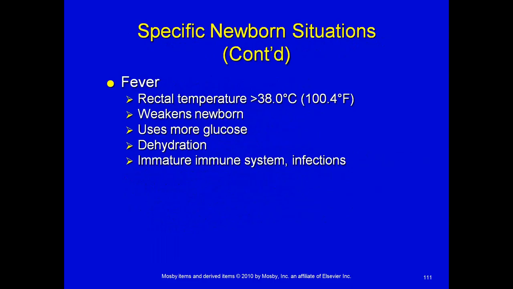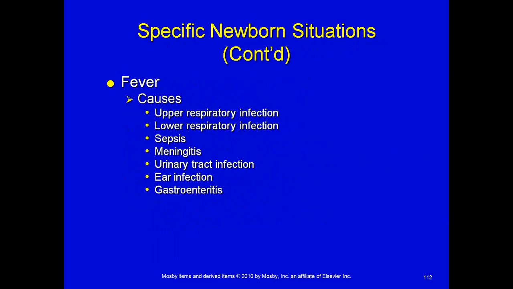During a fever, because of the increase in metabolism, they're going to use more glucose. Fever also requires them to breathe. They often breathe a little deeper and faster when they're sick, and that, along with the rise in temperature, may dehydrate them. Again, they have immature immune systems and are prone to infections. Causes of fever include upper respiratory infections like epiglottitis, lower respiratory infections, sepsis, meningitis, urinary tract infections, ear infections, and gastroenteritis.